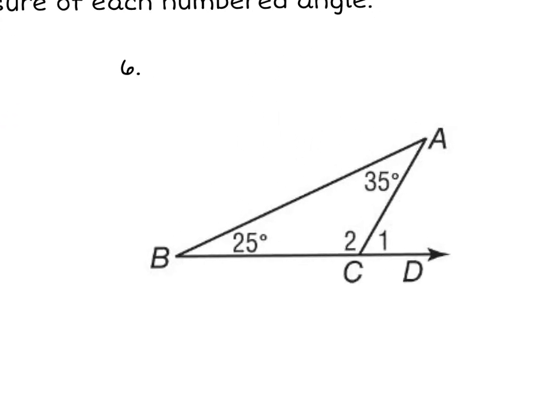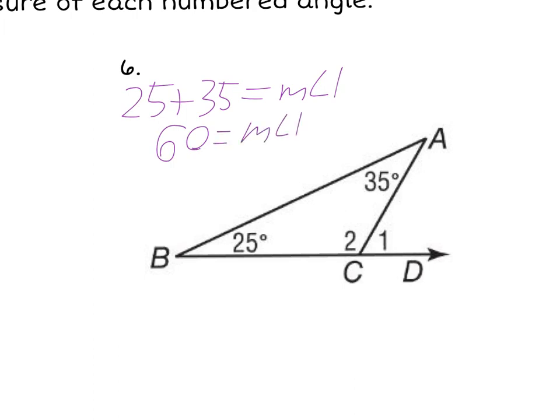Number 6. There are actually 2 ways we could work this out. We could work it out based on internal angles of the triangle or external angles of the triangle. Either way, it's going to come out to be just the same. But for simplicity's sake, I'm going to use the exterior angles of the triangle, simply because I like to add more than I like to subtract. So exterior angles of the triangle, we're saying that 25 plus 35 is equal to the measurement of angle 1. Let's say that 60 is equal to the measurement of angle 1.